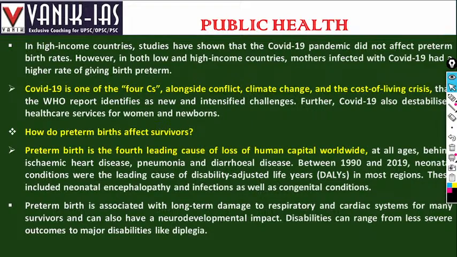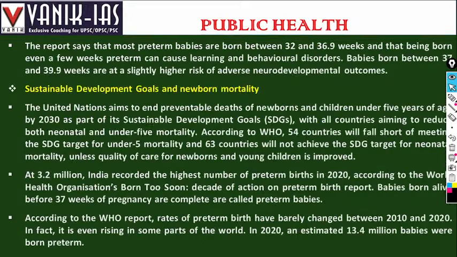Preterm birth is associated with long-term damage to respiratory and cardiac system for many survivors and can also have a neurodevelopmental impact. Disability can range from less severe outcomes to major disability like diplegia. The report says that most preterm babies are born between 32 to 36.9 weeks, and that being born even a few weeks preterm can cause learning and behavioral disorders. Babies born between 37 to 39.9 weeks are at a slightly higher risk of adverse neurodevelopmental outcomes.